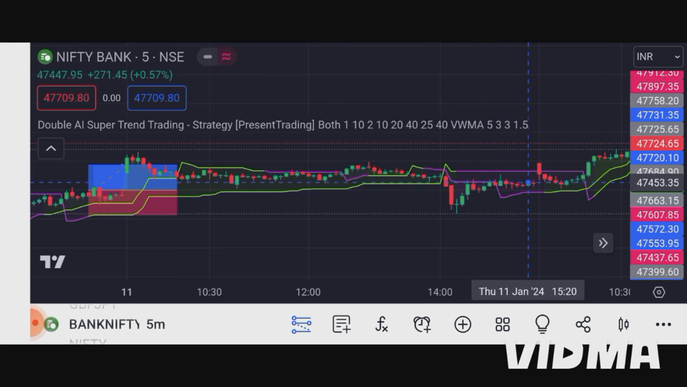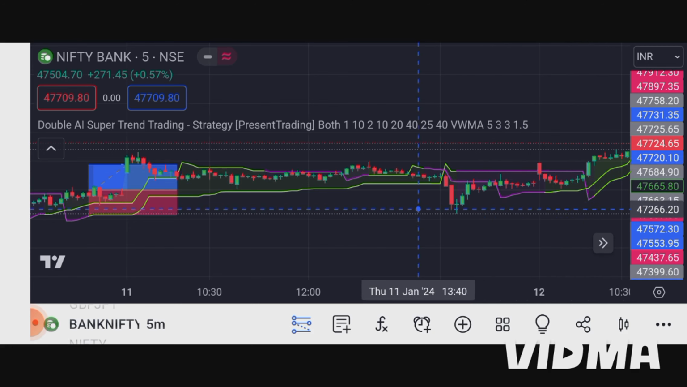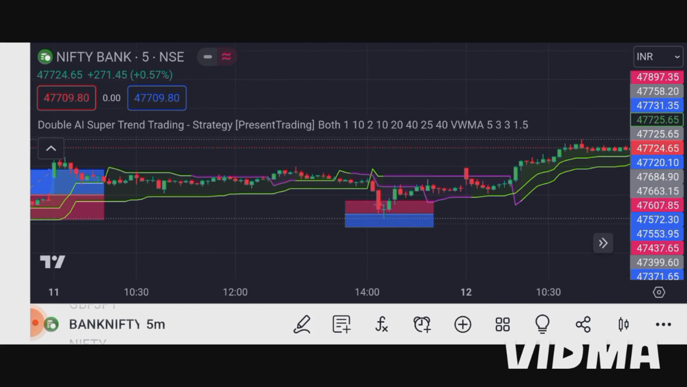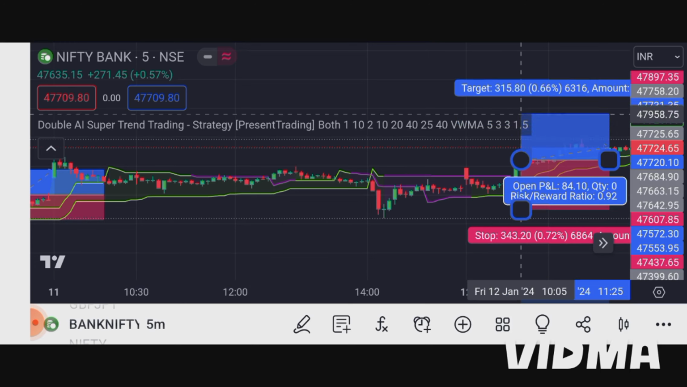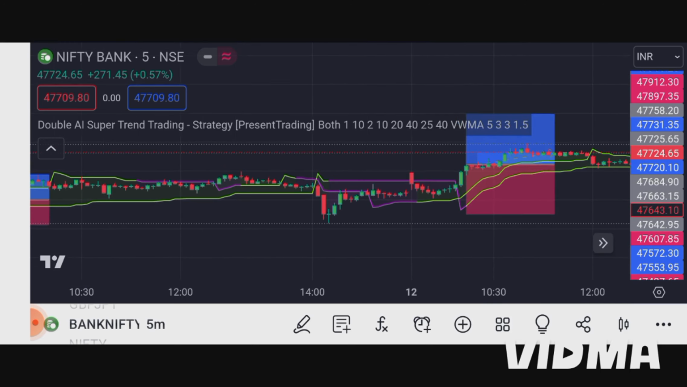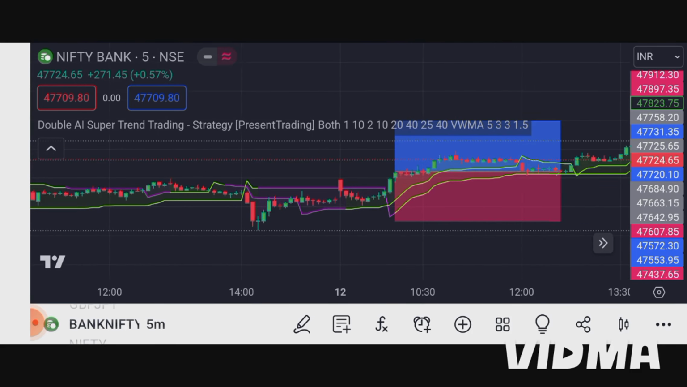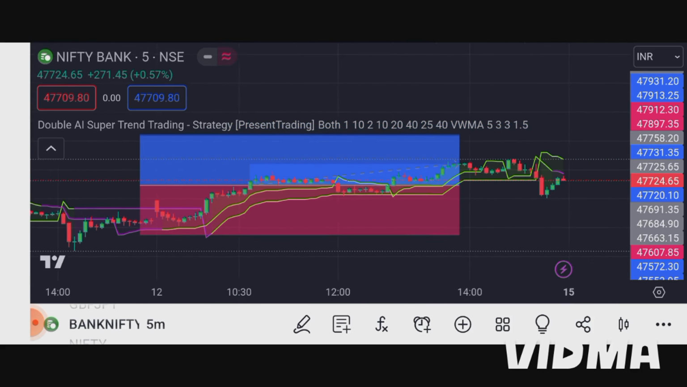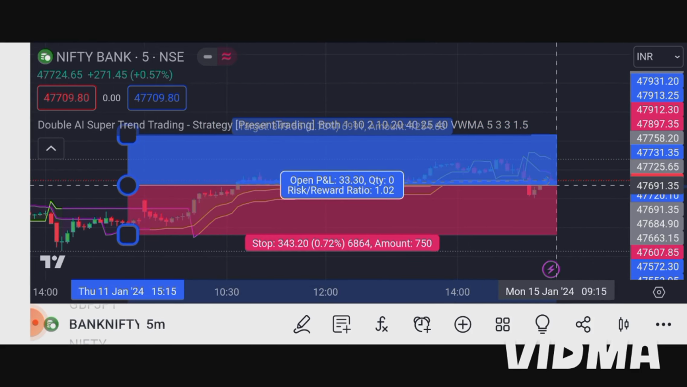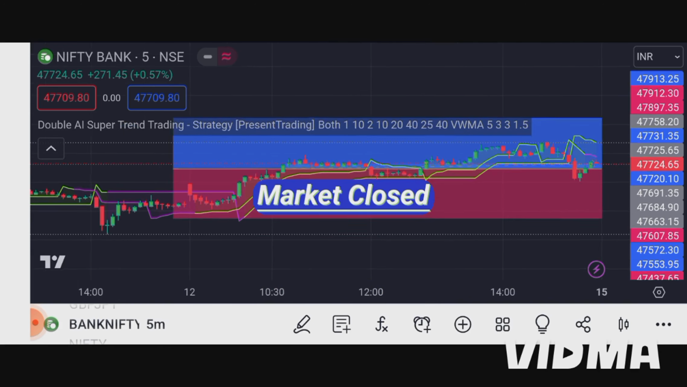Again the market goes above both super trends, so we go for a buy trade, a long position above the candle's high, both lines, stop loss is below the super trend, and your target is 1 to 1. Currently the stop loss or target is not hit, but the market is closed, maybe we check on Monday.